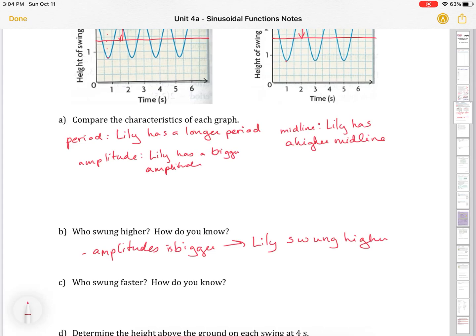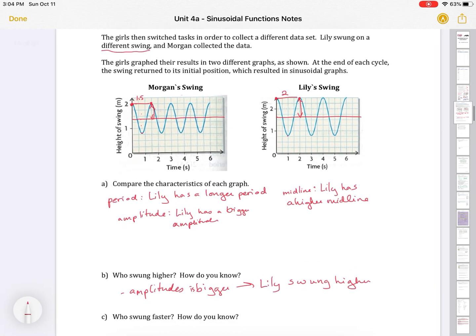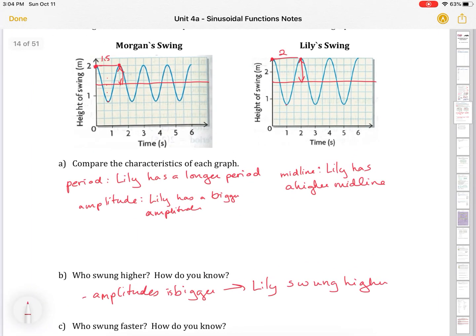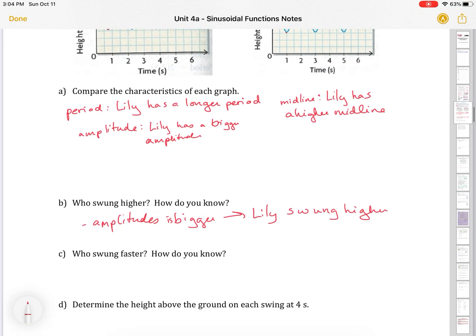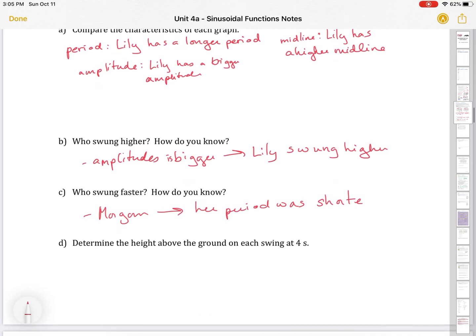Okay. Who swung faster? Well, the period for Morgan's is smaller than Lily's. So that meant it took her less time to get from her max to her max. So Morgan, because her period was shorter. So it means she was going faster, not as high, but faster going up and down, right?